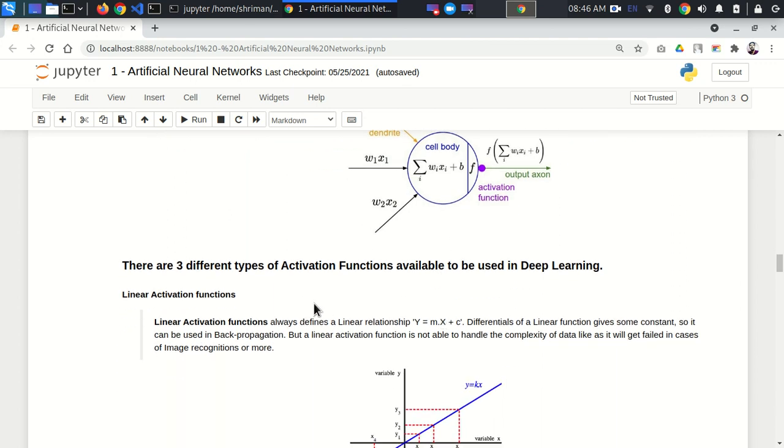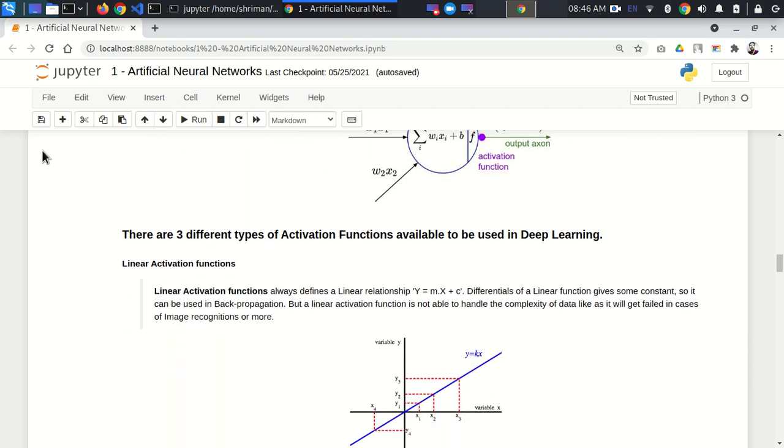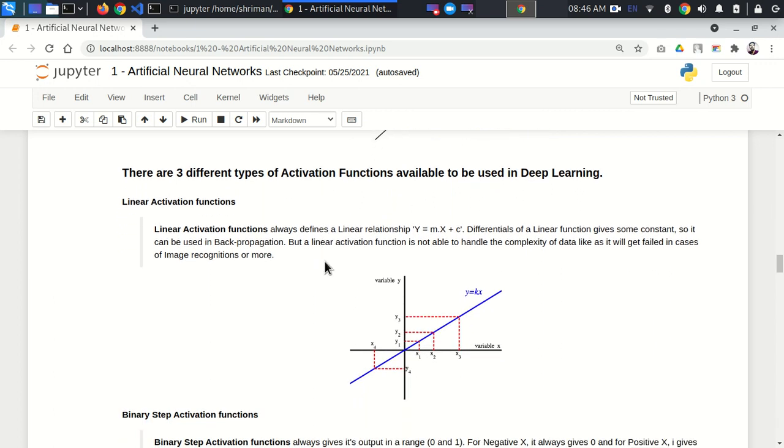Now we will come to these different things, right? There are 3 different types of activation functions available. But again, guys, just wait for 2 minutes. I'm going to pause the video and then I will come back, right?